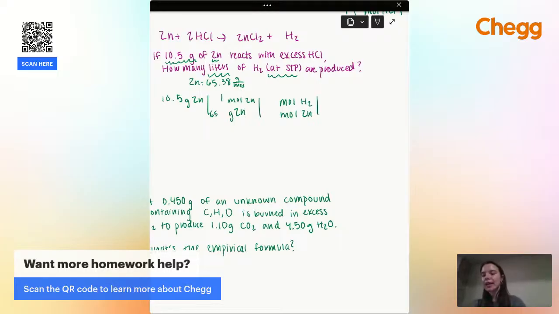1 mole of Zn, 65.38, that number we found on the periodic table. And then 1 mole of H2 to 1 mole of Zn. Again, super easy conversion, not doing any wild numbers. Let's put this in the calculator to find our moles of H2.